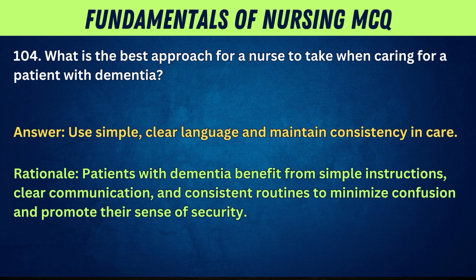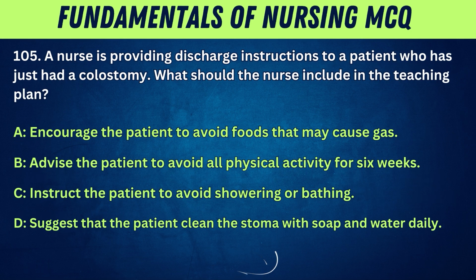Rationale: patients with dementia benefit from simple instructions, clear communication, and consistent routines to minimize confusion and promote their sense of security. 105. A nurse is providing discharge instructions to a patient who has just had a colostomy. What should the nurse include in the teaching plan?